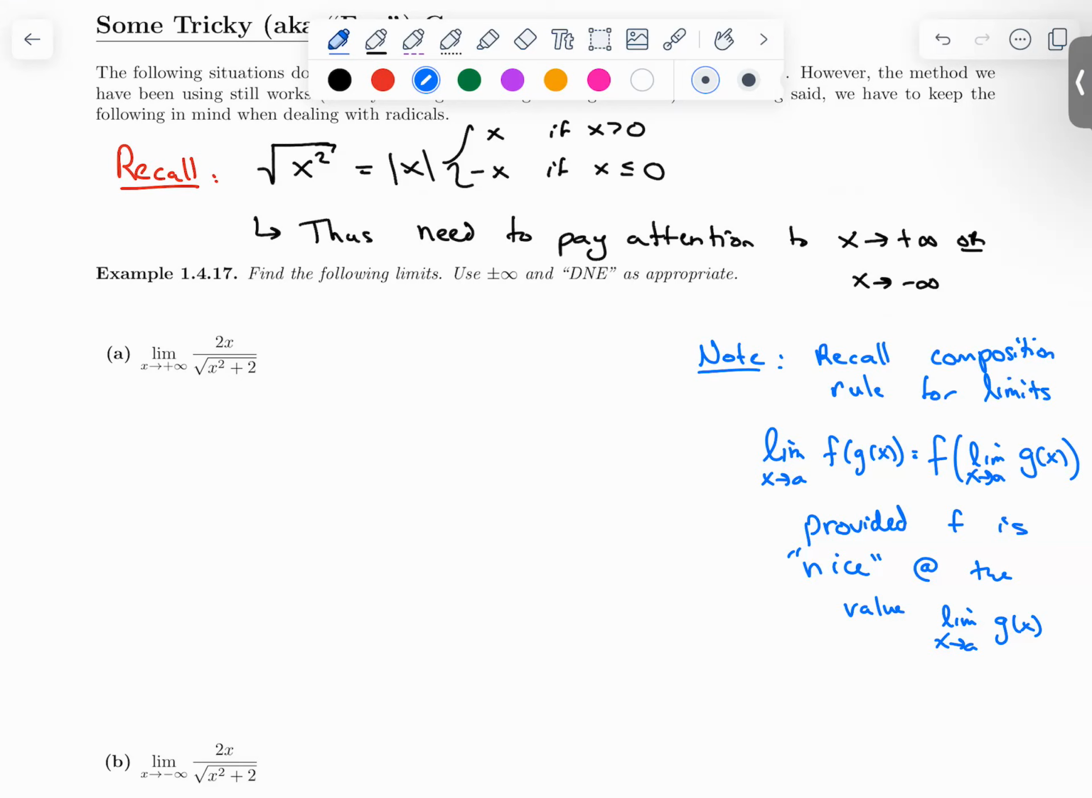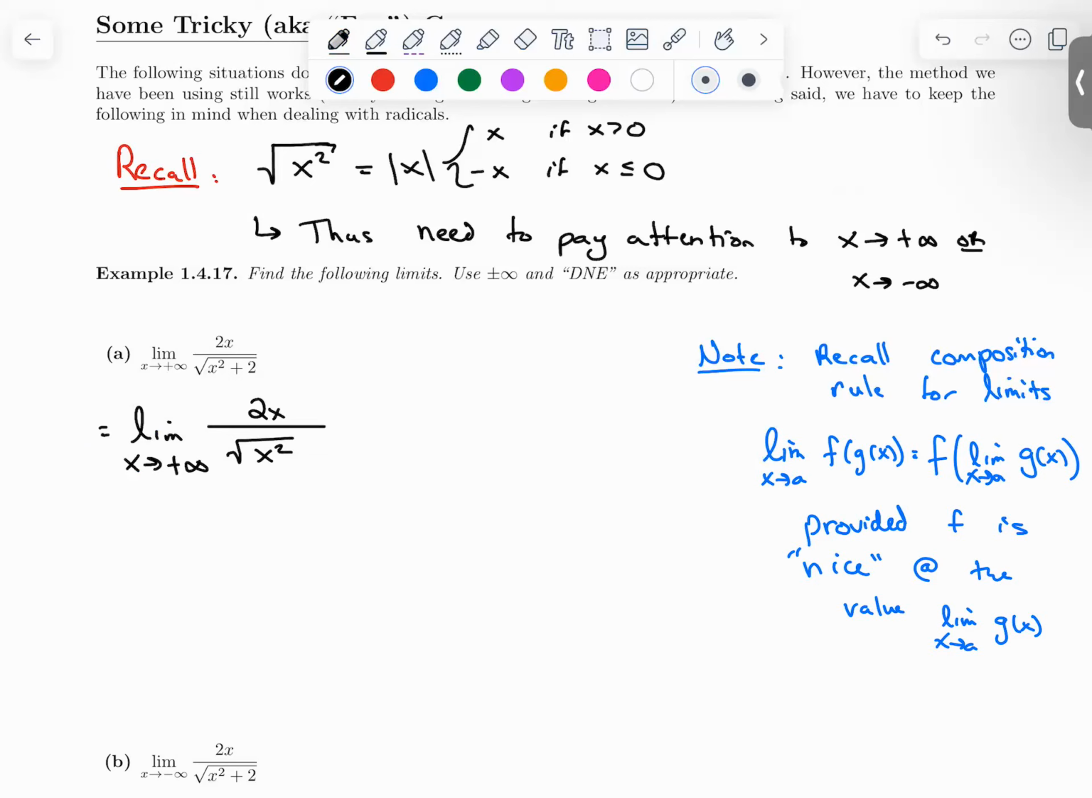So, because of that fact, the limit as x approaches positive infinity, inside of that radical is fine because you get positive infinity squared, which is going to be positive infinity. There's not going to be a problem there. So, what we're going to do is rewrite this. This is equal to the limit as x approaches positive infinity of 2x over the square root of x squared.